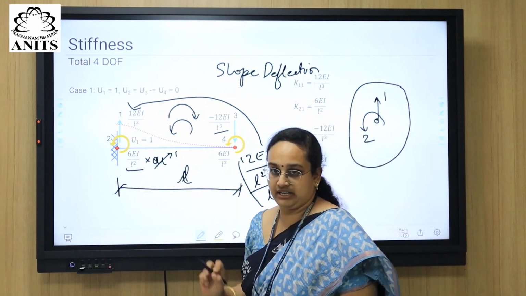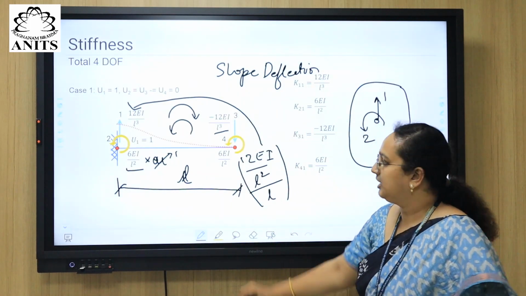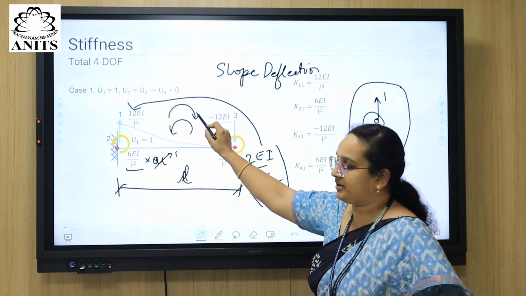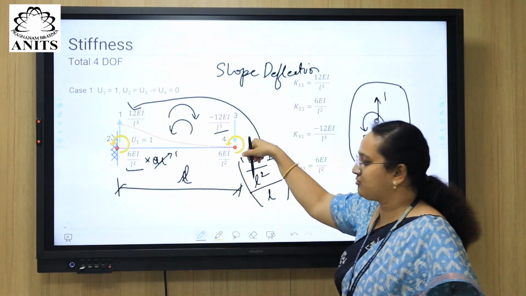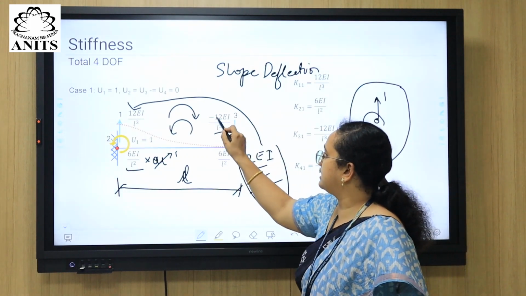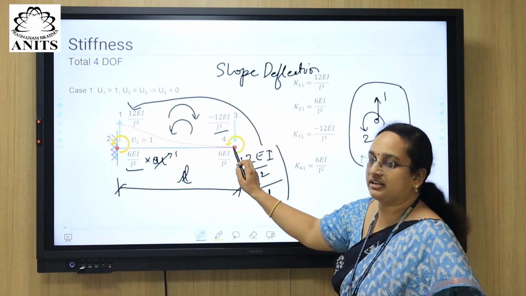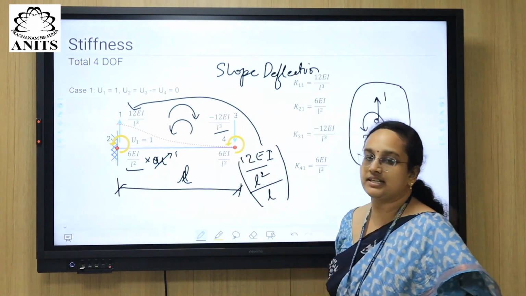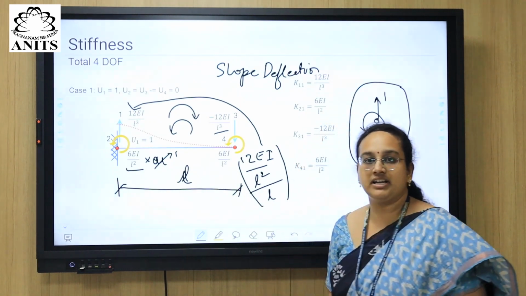So this is 6 EI by L square. And then in direction 3, what is going to happen? Because we are getting a clockwise movement, this is a couple that is getting generated. So this has to go downwards, and this is resulting in a negative sign, right? And this is again in the 4 degrees of freedom. Again it is 6 EI by L square, right? So this is all about 1 degrees of freedom.